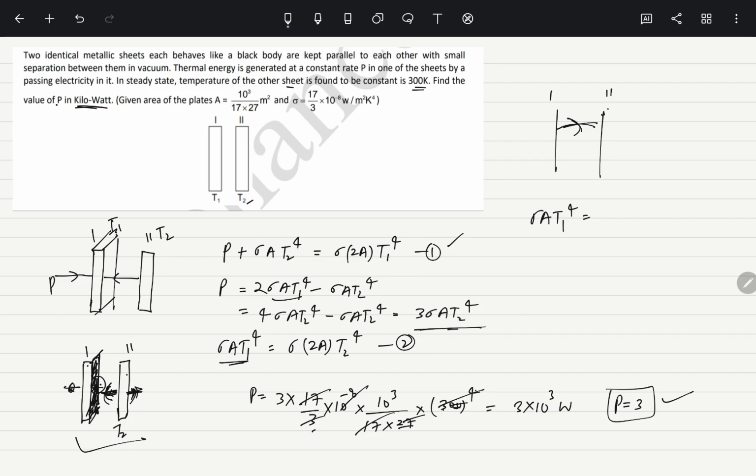Whatever it absorbs, it has to release. It can release the heat from both sides. You getting my point here? So that's why I took 2A and T2 to the power 4. That's it. So this is the absorbed rate and this is the released rate. Both have to be equal, then only the temperature remains the same. Okay, I hope it is clear now. So thank you.